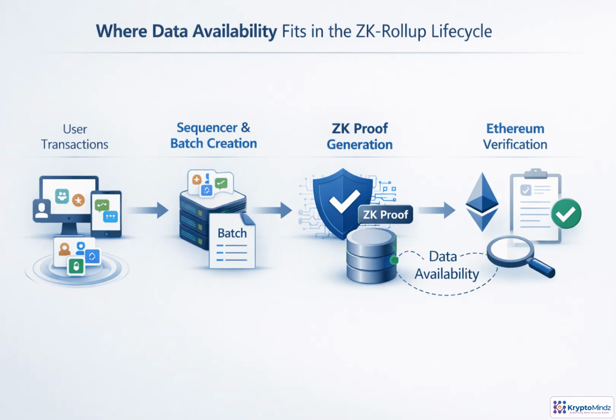In the rollup lifecycle, data availability matters once transactions have been ordered into a batch. The prover creates a validity proof showing that the state transition is correct, and Ethereum can verify that proof. But verification alone does not guarantee that users can see the transaction data behind the result. That data, or a compressed version of it, must be published somewhere. On Ethereum, through a data availability committee, or on an external DA layer.